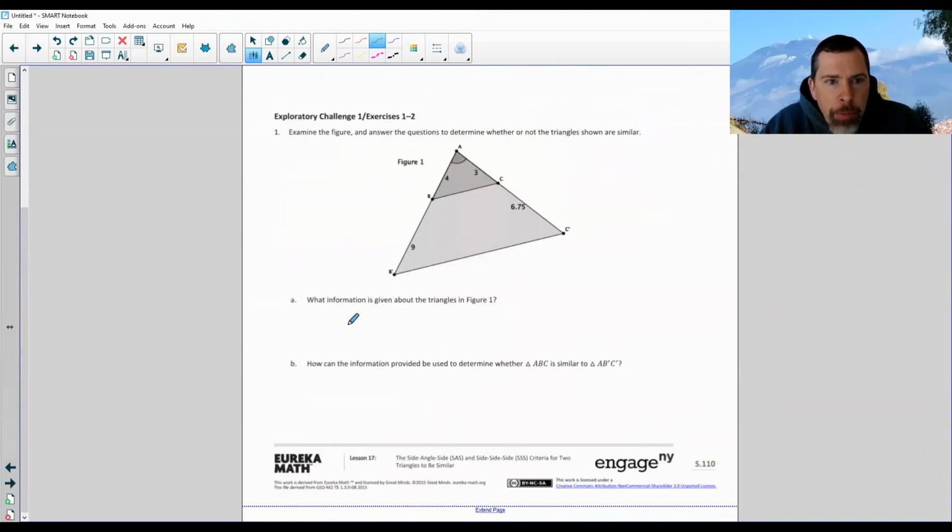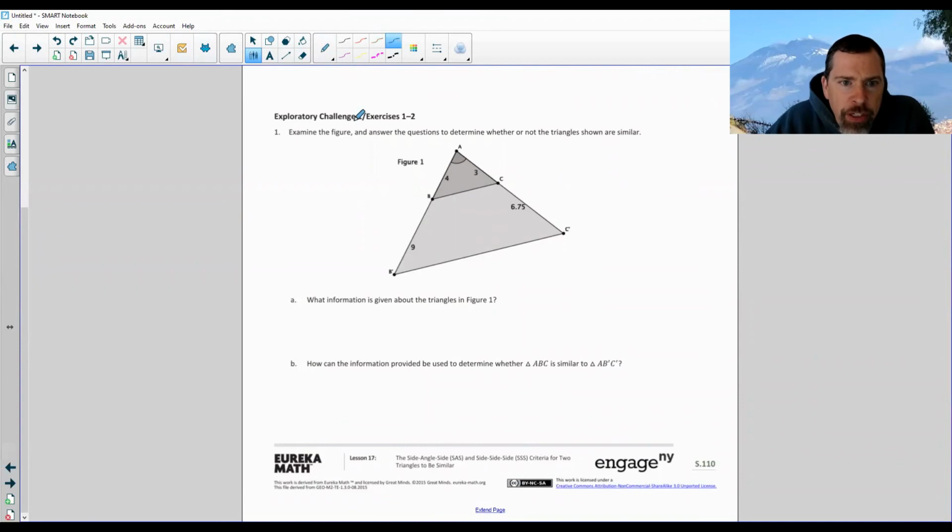All right, exploratory challenge number 1, exercise 1 and 2. It says to examine the figure and answer the questions to determine whether or not the triangles shown are similar. What information is given about the triangles in figure 1? Well, we are told that angle A is shared in both triangles, so they're congruent. We don't have a second angle. We have a side length of 4, a side length of 9, a side length of 3, a side length of 6.75. Okay.